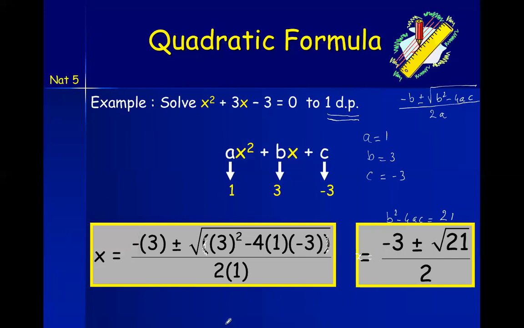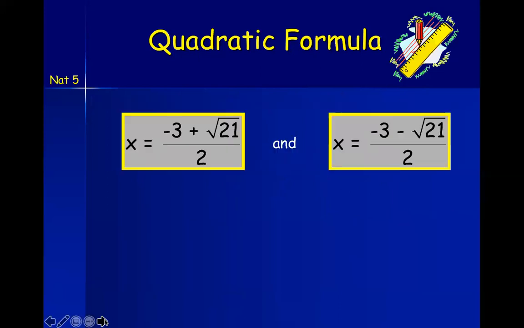So negative 3 plus and minus root 21 divided by 2. I've got two values, one when it's plus root 21 and one when it's minus root 21. They've asked me to give my answer to one decimal place. So these are my two answers. You can type that in your calculator: negative 3 plus root 21 divided by 2, and on your calculator you change scientific to decimal, which gives you 0.79128.